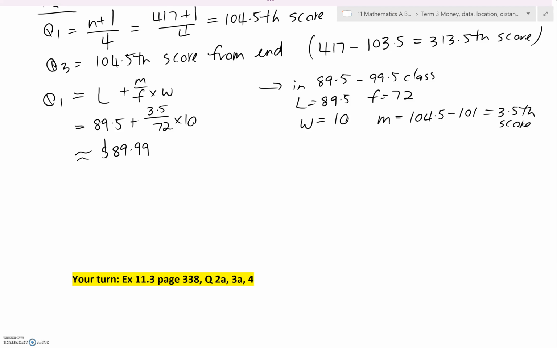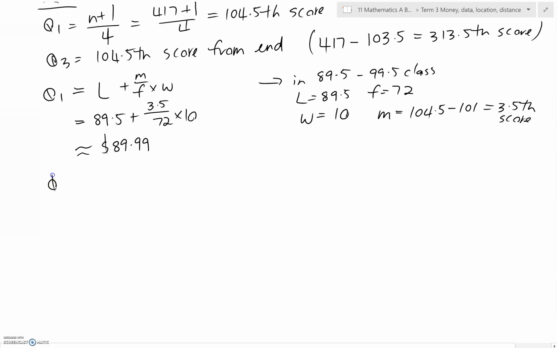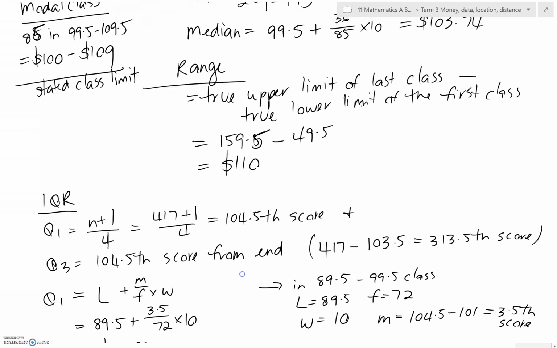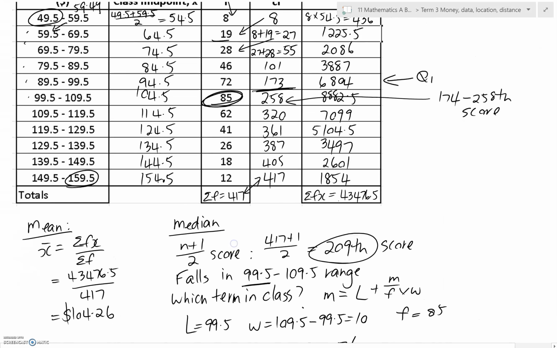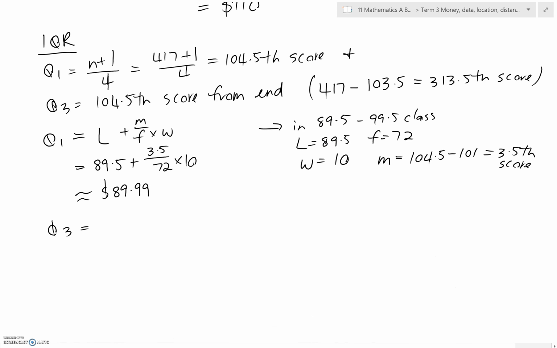I'm just going to add a tiny bit more space here. Now, Q3, same deal. Q3, let's go back up, is the 313.5th score. So let's have a look where that's going to fall. That is going to be in here. Q3 is going to be in that row, because up to 258 in the one before it, and then up to 320 in that row. So that's the one we want.